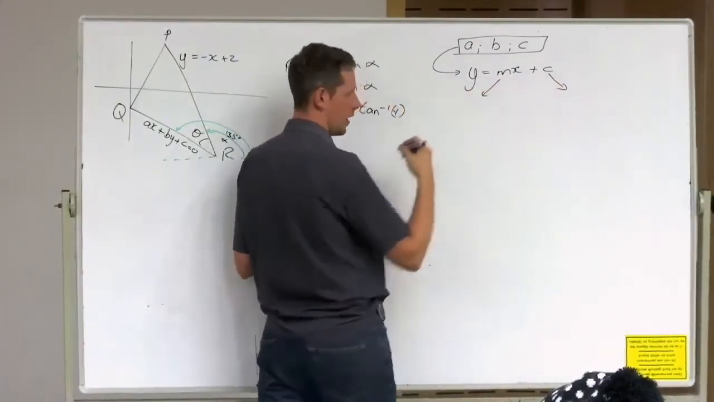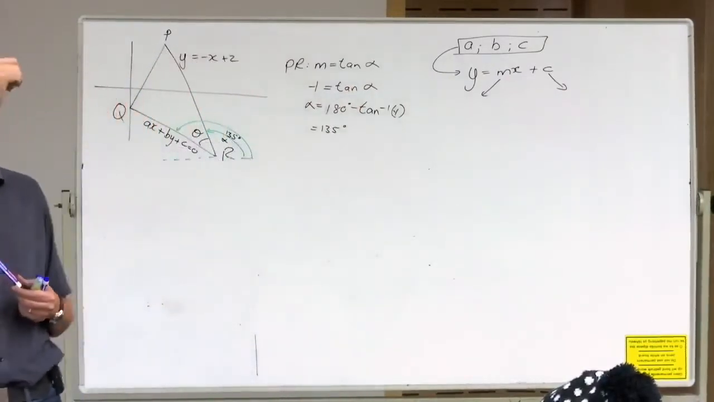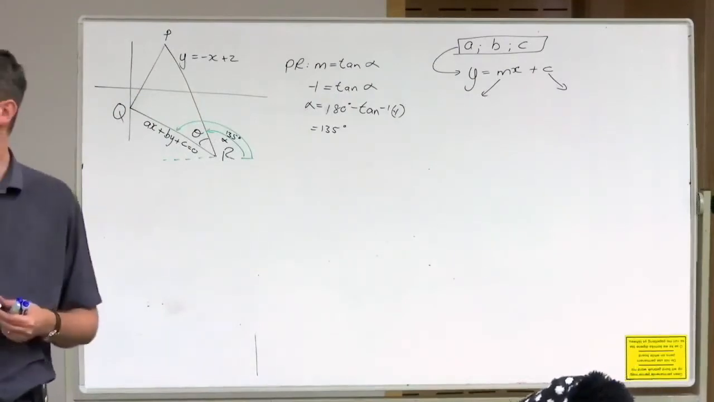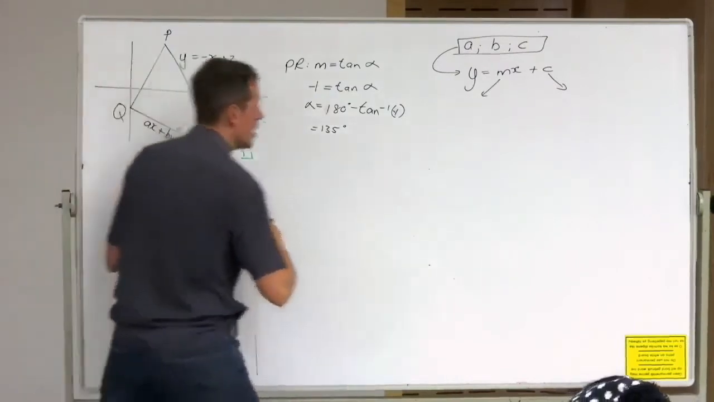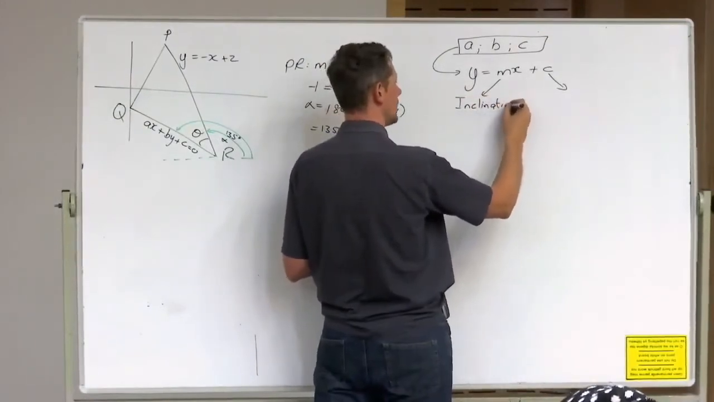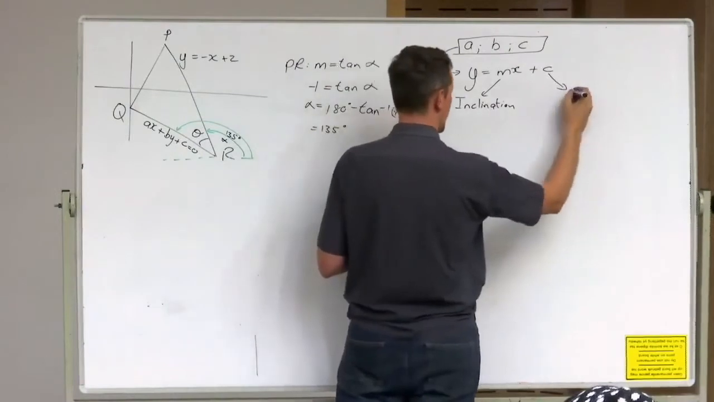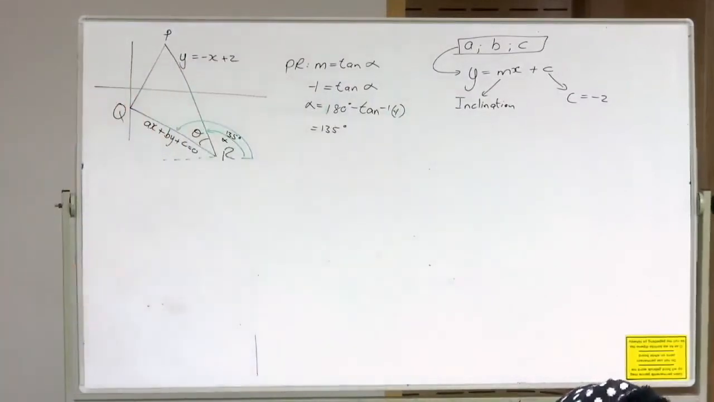To get m, I've got 5 different ways: 2 points, perpendicular lines, parallel lines, m equal tan theta, or derivatives. Now, because I'm working with thetas, I am going to say, well, I need the angle of inclination. Because c I have, because c is -2. It goes through the y-axis at -2.